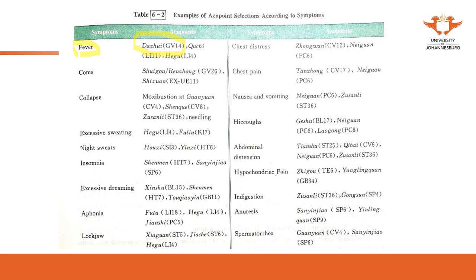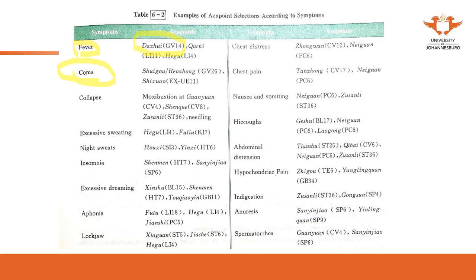We can use Quchi, large intestine 11. We can use large intestine 4. These relieve the fever, relieve the heat. For unconsciousness, coma, we can use GV26, Shuigou.